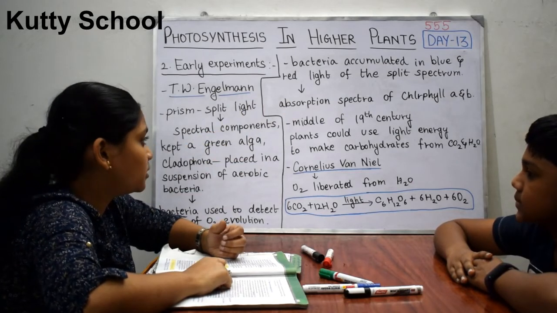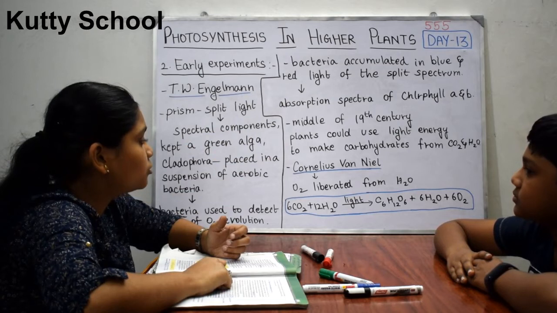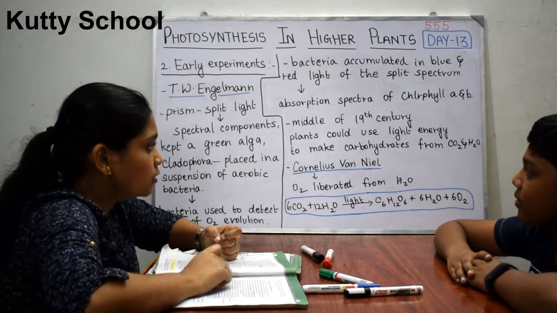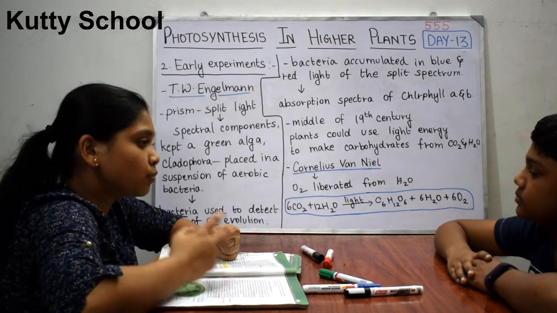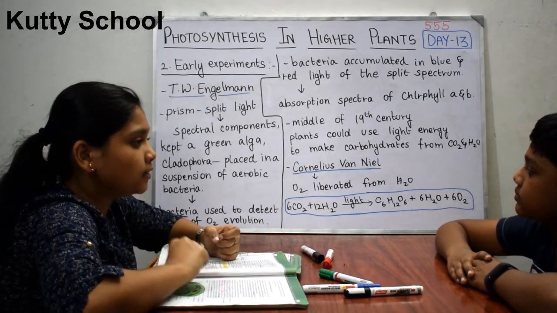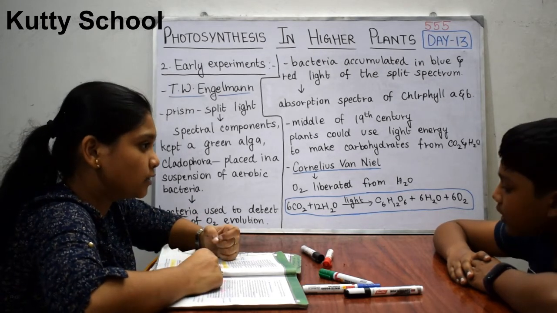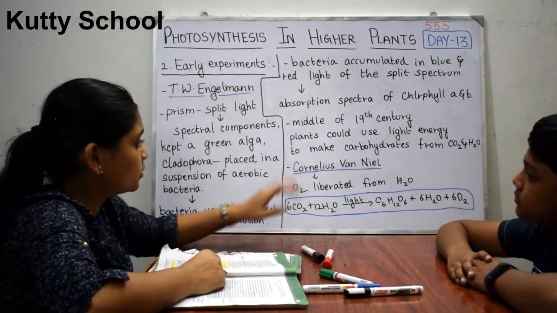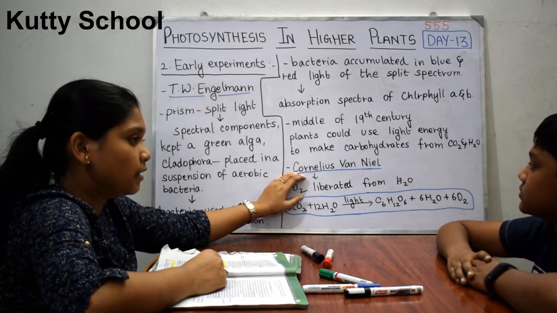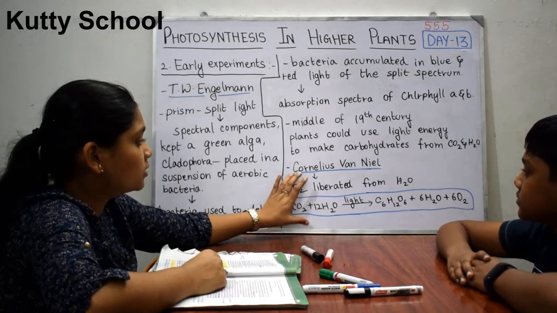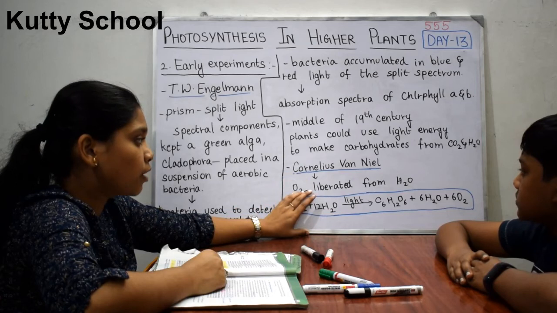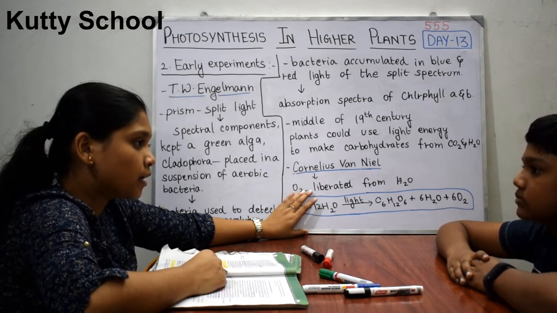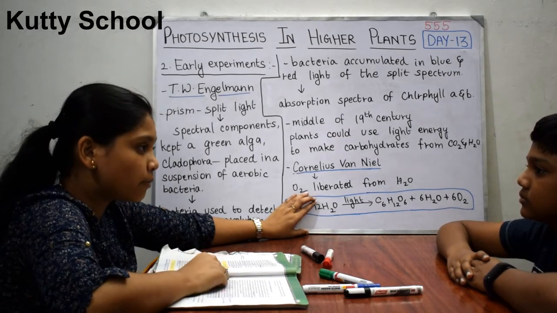After these experiments in the middle of the 19th century, it was proved that plants could use light energy to make carbohydrates from carbon dioxide and water. Plants get light energy, carbon dioxide and water, and make carbohydrates, the sugars and starch, which are stored in the leaves. Then Cornelius van Niel, another scientist, proved that oxygen is liberated from water only, not from carbon dioxide. Plants absorb carbon dioxide and water, but the oxygen liberated comes from water.